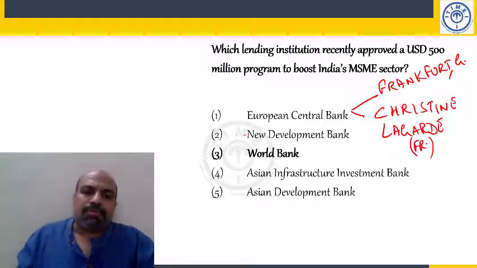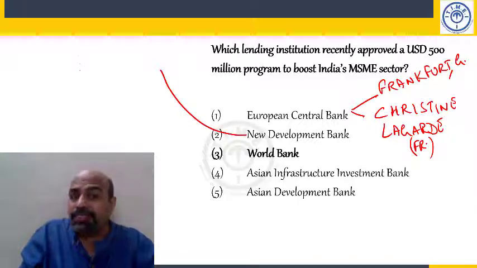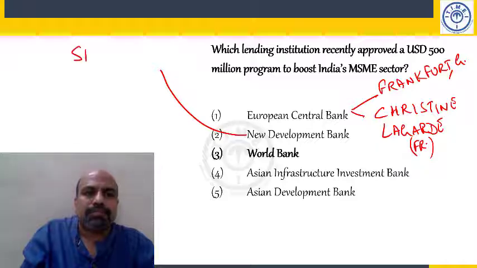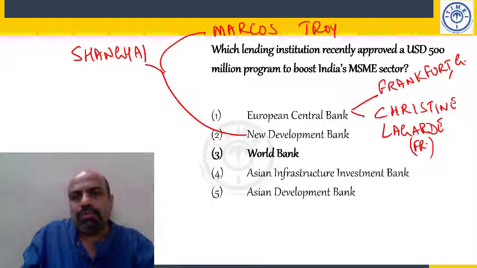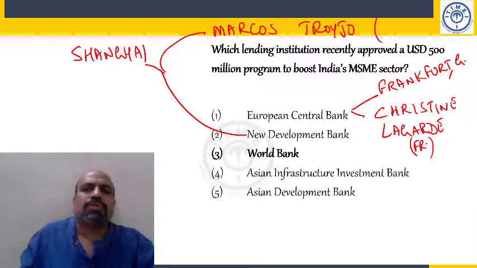New Development Bank is, of course, also called the BRICS Bank, headquartered in Shanghai. And this is headed by a guy called Marcos Troyjo of Brazil.